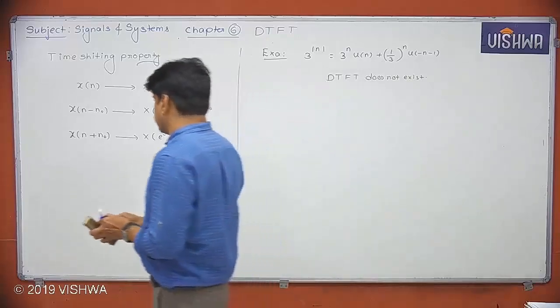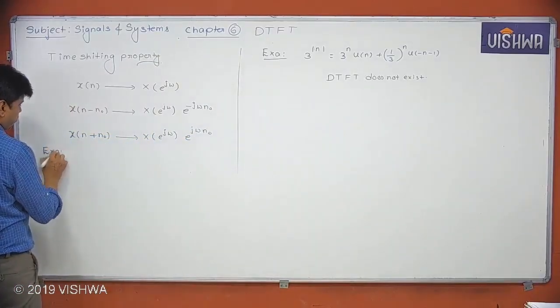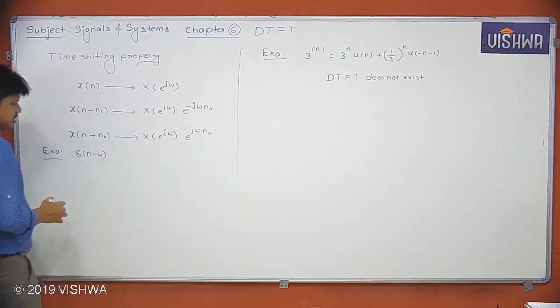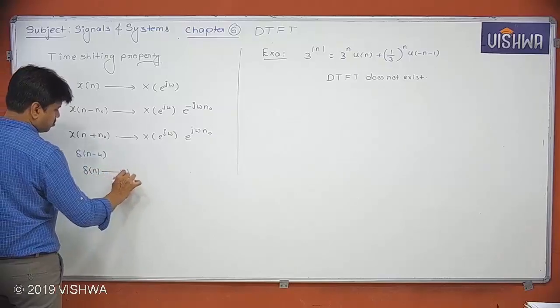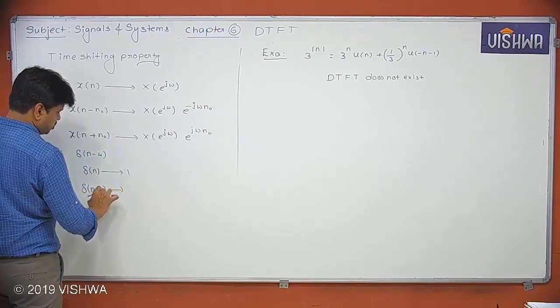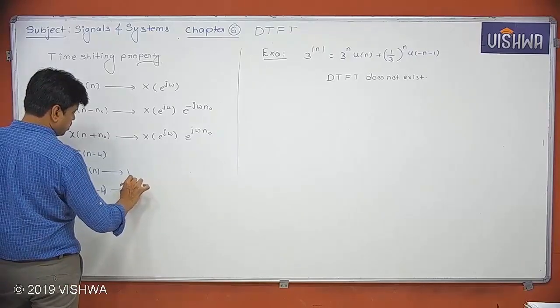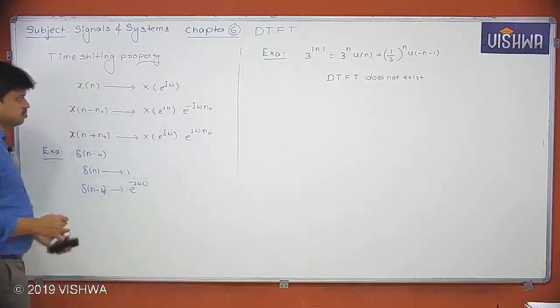Suppose one example, if I take delta n minus 4, what is the DTFT for this? We know delta n is 1. For delta n minus 4, we have to multiply with the exponential e power minus j 4 omega. Okay.